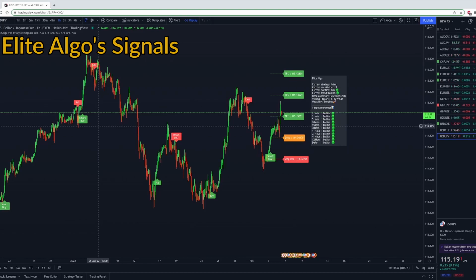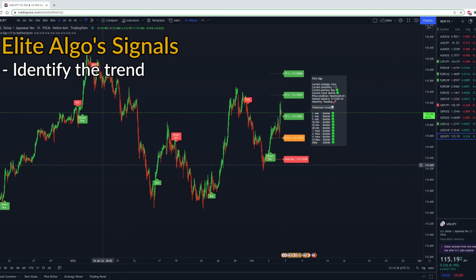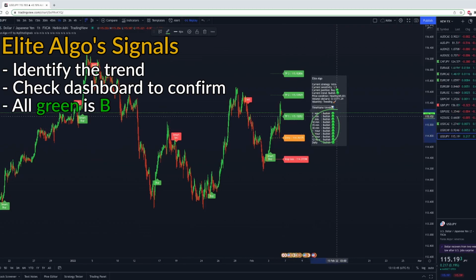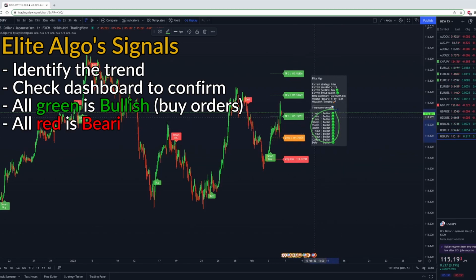The first thing you want to do, guys, is you want to identify if you're in an uptrend or downtrend. A very easy way to do that is simply just to look at the dashboard, guys. If the dashboard shows that it is all green, then you only want to be placing buy signals, right? If it's all red, if it's saying all bearish, you only want to be trading short signals. This is very, very important. So that's check number 1, guys.